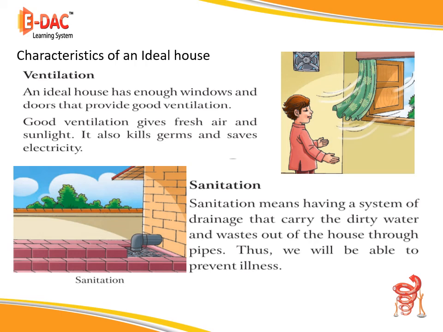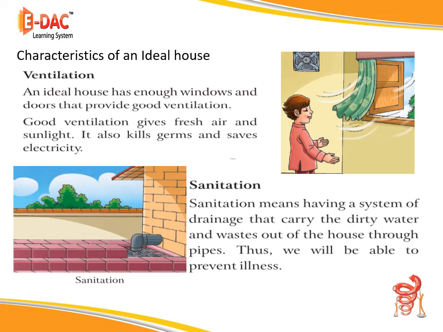First characteristic is that it has to be ventilated. Ventilation. An ideal house has enough windows and doors that provide good ventilation. Good ventilation gives us fresh air and sunlight. It also kills germs and saves electricity.